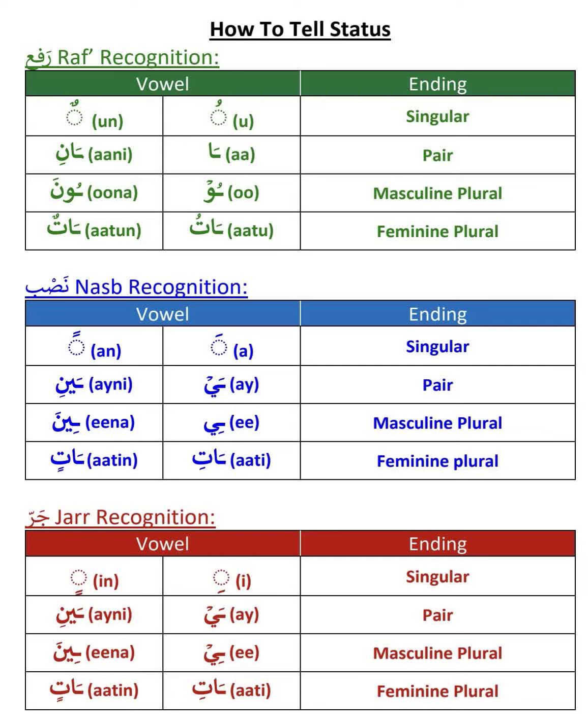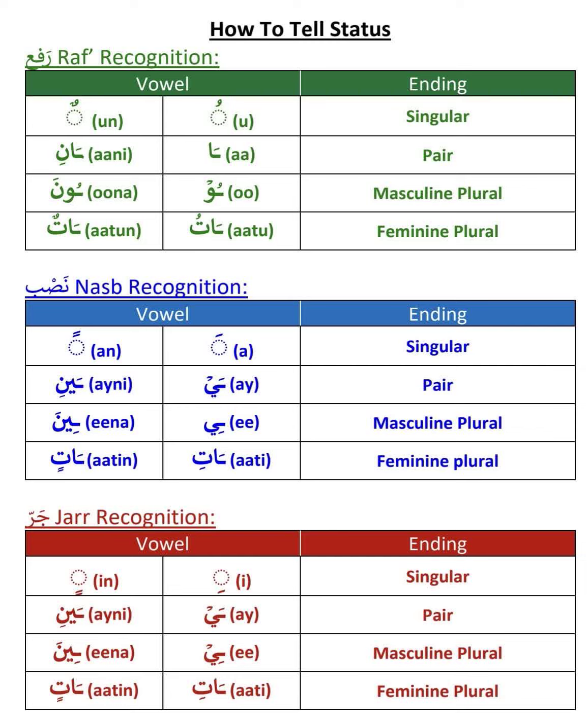Then finally, to understand the rafa, the atu sound. That is the atu or atun sound. For example, take the word Muslim: Muslimatu or Muslimatun. Both are rafa. Muslimatu or Muslimatun.